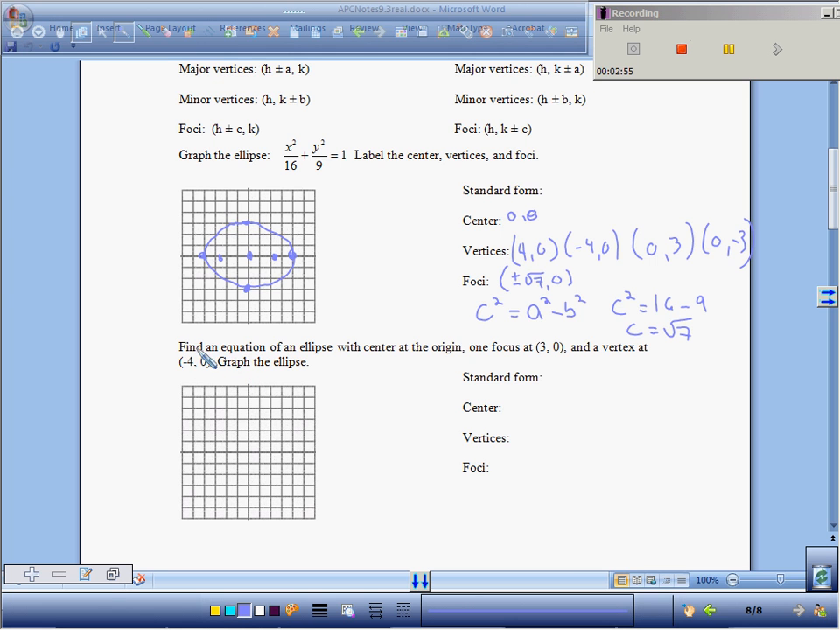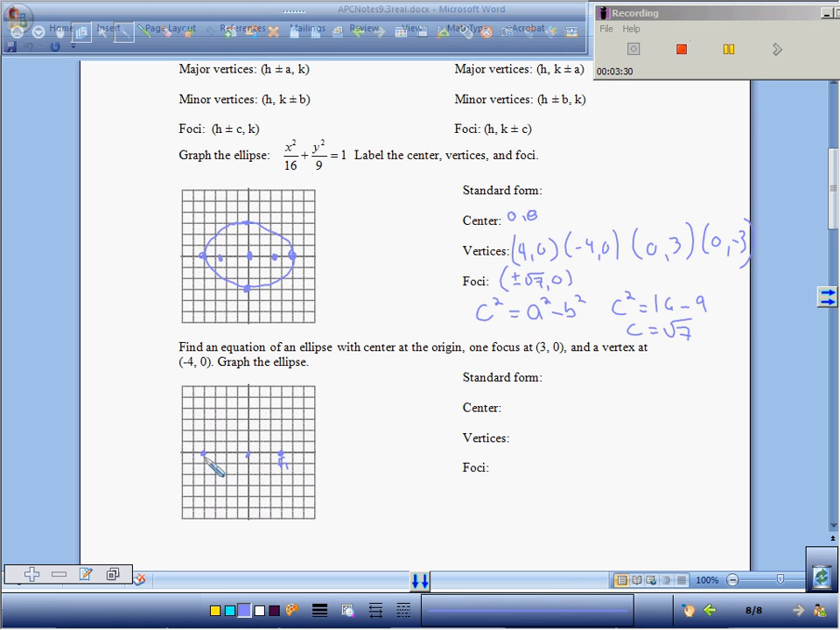Now at this one, find an equation of an ellipse with a center at the origin. You want me to do this one? Yes, let's do this one. In this case, one focus is at 3, 0, and a vertex at negative 4, 0. 1, 2, 3, 4. So this is a focus, and this is a vertex.